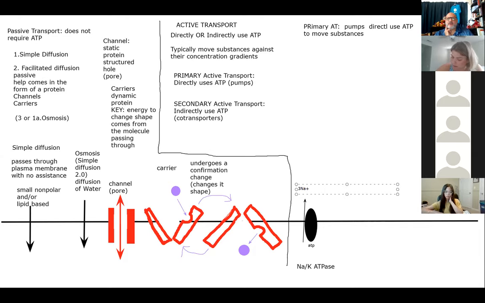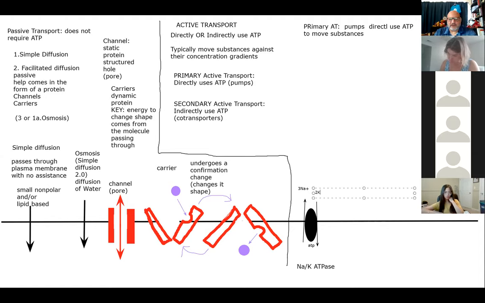And which way does potassium move? Potassium moves in. Remember, it's going against its concentration gradient. If we're using ATP, we have to do work. And how many potassium does it bring in?